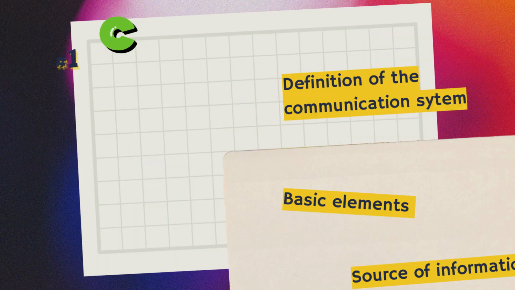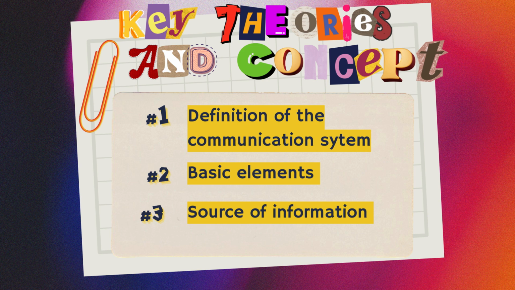First, definition of communication system. A communication system is used to send information from one point to another. This could be voice, data, image or video. Understanding this is the first step before we look at what makes up a communication system.